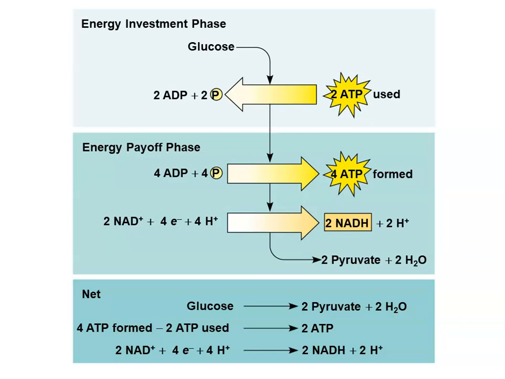so there's a net increase of 2 ATPs. And 2 of the NAD plus molecules, those oxidized electron carriers, are able to pick up electrons to form their reduced form, NADH. And then those pyruvate molecules are able to continue on either aerobically or anaerobically with respiration.